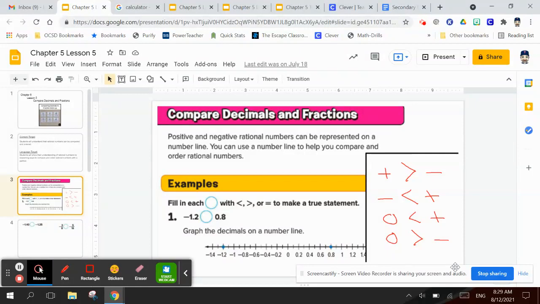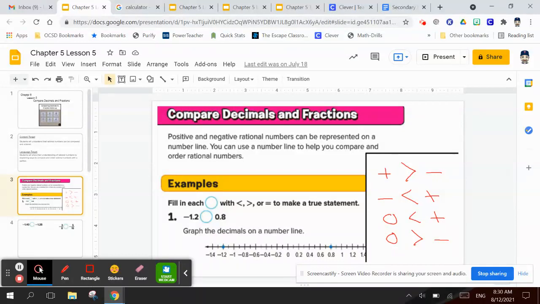Any positive number is greater than a negative number. So 6 is greater than -1. Any negative number is less than a positive number. So -1 is less than 6. 0 is less than any positive number, so 0 is less than 1. And 0 is greater than any negative number, such as 0 is greater than -1. So sometimes you don't even have to compare. You just simply need to look at the signs, and that's going to help you out.